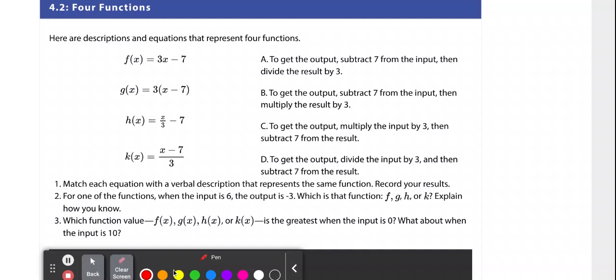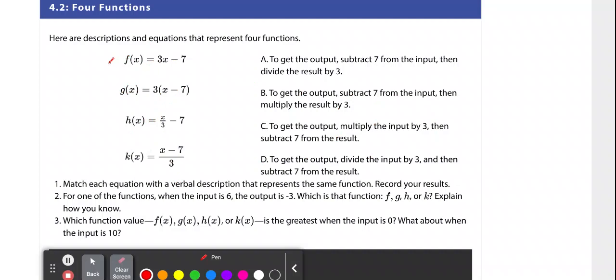Welcome to Lesson 4. In Activity 2, we have 4 functions, and the x is the input. The output is either f of x, g of x, h of x, or k of x. Our job is to match f of x to the description, and g of x to the description, h of x, and k of x to the English description of how we get the output.